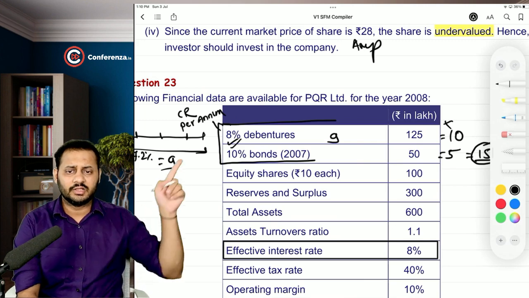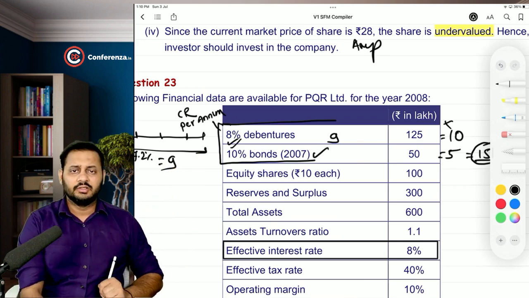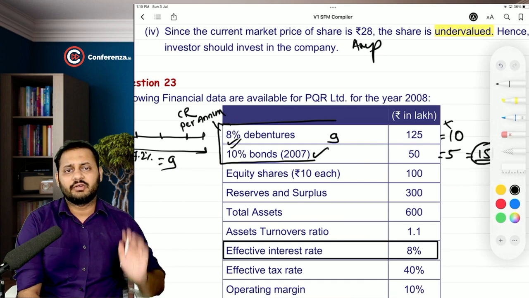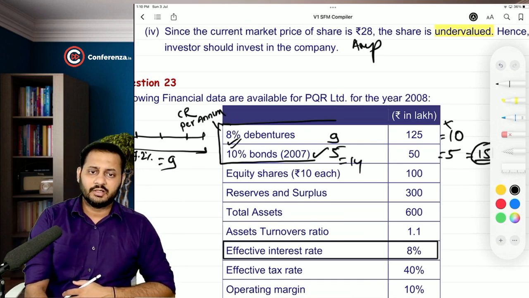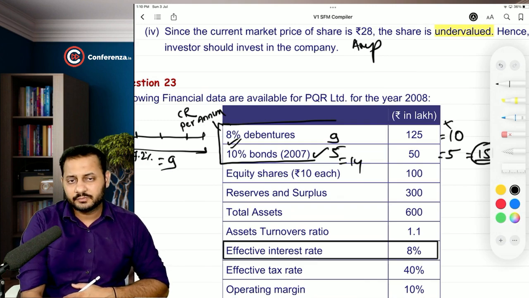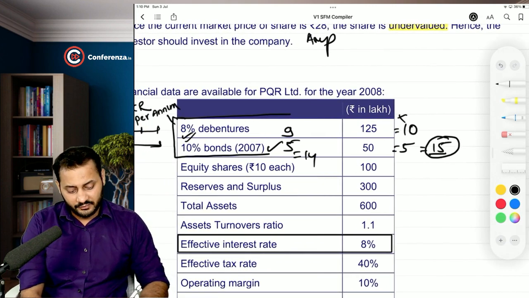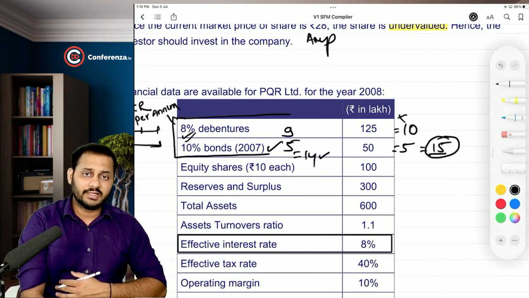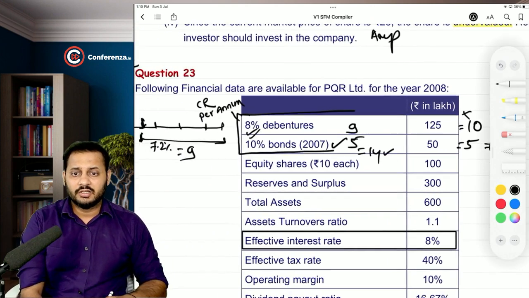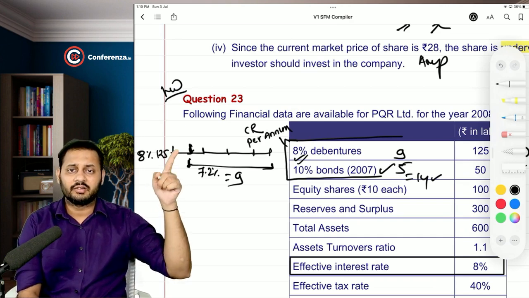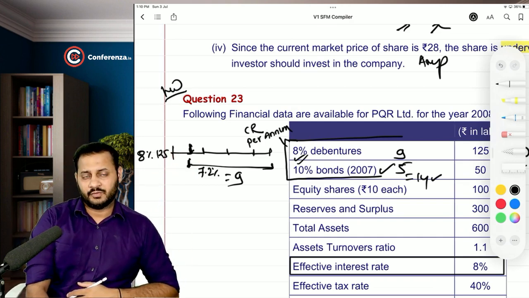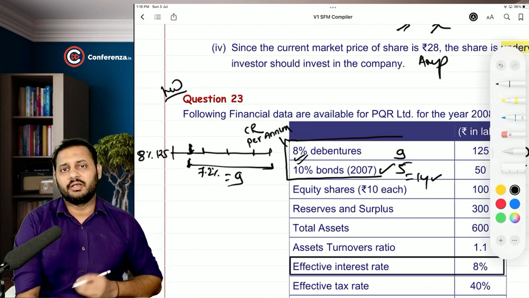And let's assume that the 10% bond has been raised at the beginning of the year. So the entire 5 lakh is payable on that. So 9 plus 5 is 14 lakhs. Am I right? 9 plus 5 is 14 lakhs. Instead of 15 lakh, we are liable to pay only 14 lakhs because either of the bonds or both the bonds have been raised somewhere after the first day, resulting in lesser interest payment.